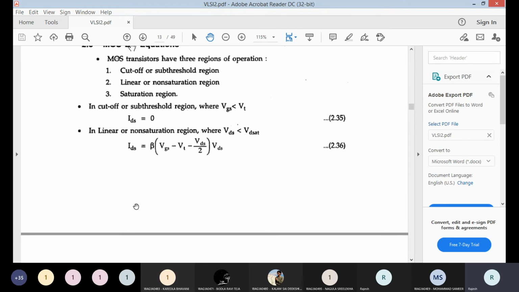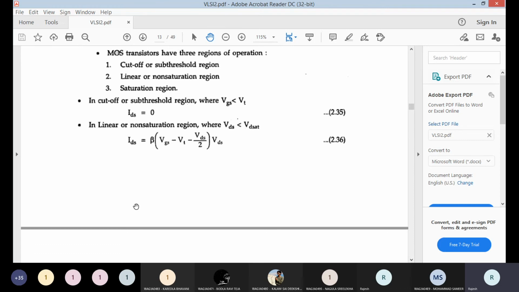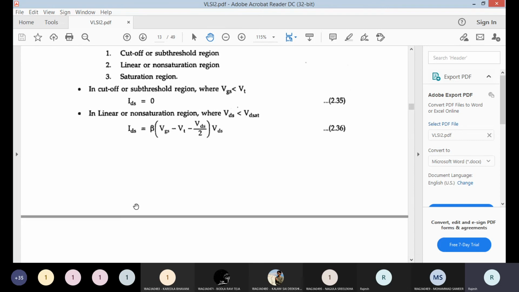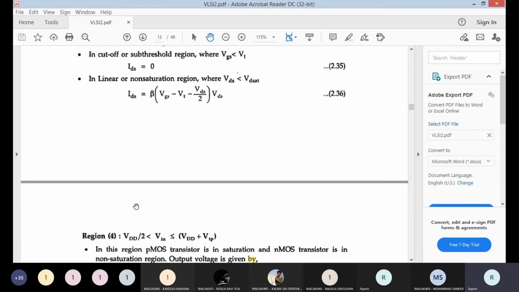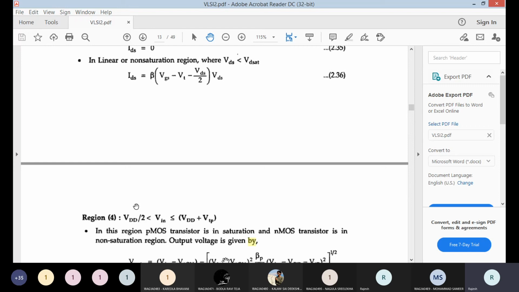So this is MOS transistors operating in 3 regions: cutoff or subthreshold region, linear or non-saturated region, and saturation region. In cutoff region, VGS is less than VT, so corresponding current is 0. In linear region, we are applying VGS greater than VT. VGS means gate to source voltage, which is greater than VT, whereas drain voltage is less than VD sat. So corresponding equation, this we have generated. We have 4 different types of equations. There in terms of beta, this is one equation.